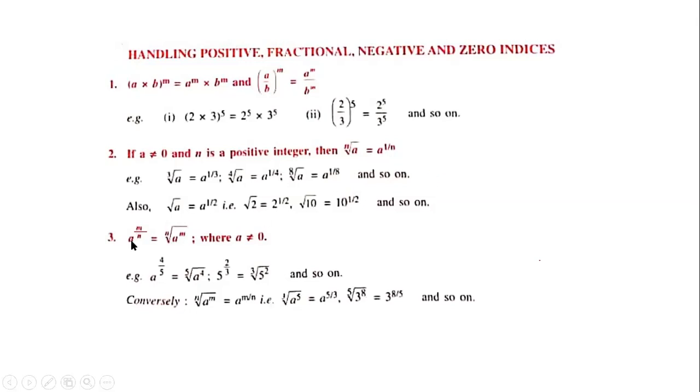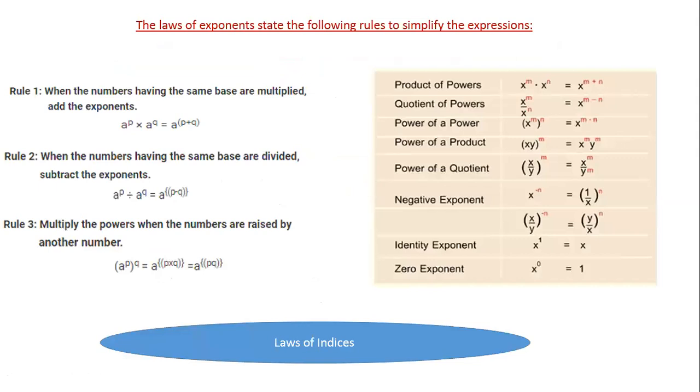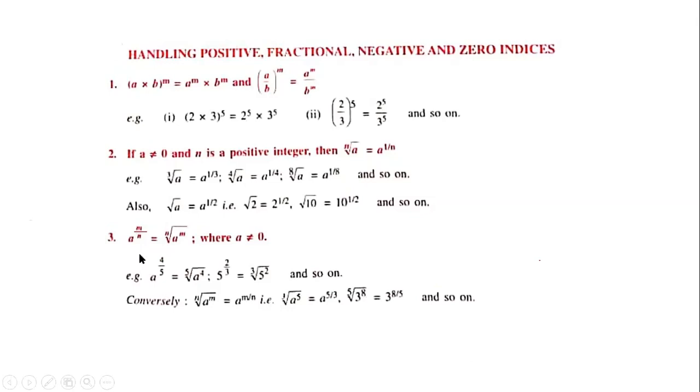But if you find a power m by n, then this can be written as, see, we have done the product law, power law, what that states? That states a power p power q is equals to a power p into q. So a power m by n can be written as a power m into 1 by n, and a power 1 by n can be written as nth root of a. So this as a whole can be written as nth root of a, power m. But make sure a can't be equals to 0.